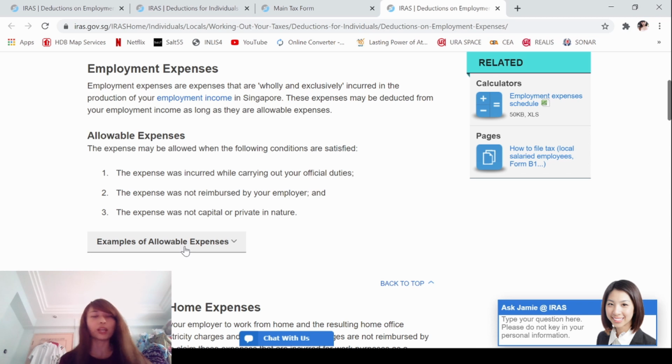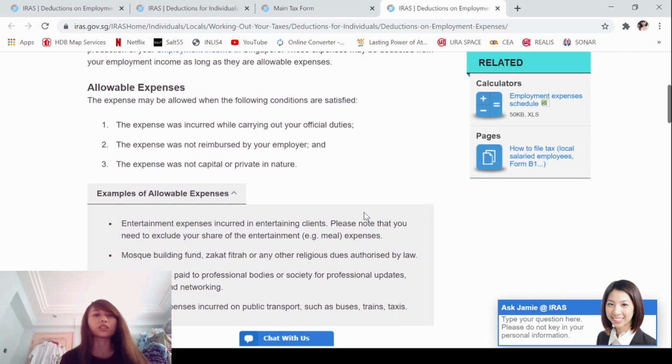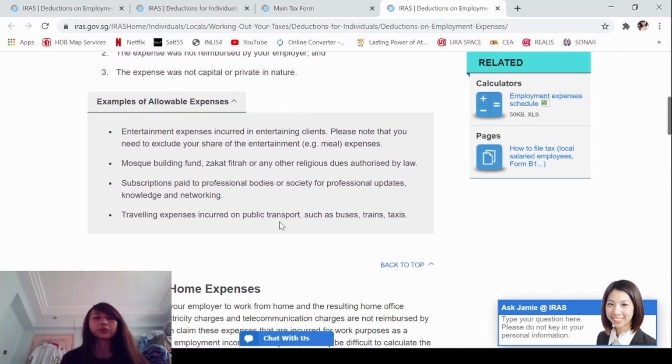If the employer actually gave you reimbursement, then you're not eligible to claim for these employment expenses. What you can claim is make sure they are not capital or private in nature. Not capital means, for example, you buy an item to service your clients, but this is considered capital in nature, like maybe you buy a fan. Private means, for example, you go see the doctor. This is private, it's only for you to enjoy. They also give some examples of allowable expenses.